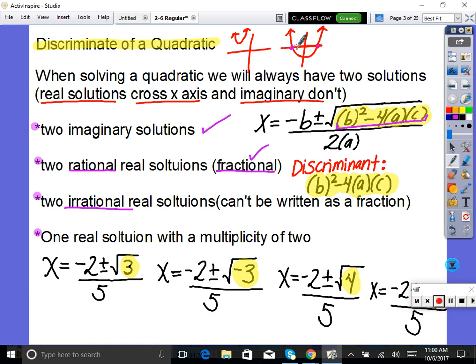Making sense? Yeah. It's irrational. It's just a decimal that can't be written as a fraction. If it crosses the x-axis, meaning if it's not imaginary, it's going to cross the x-axis, so it's real.